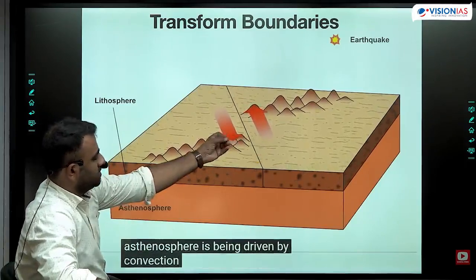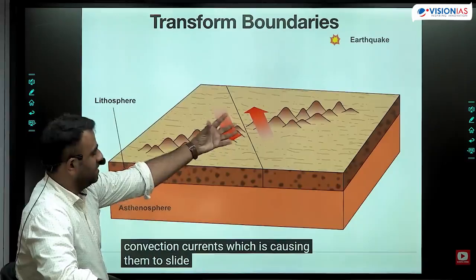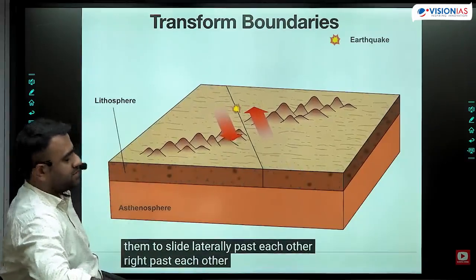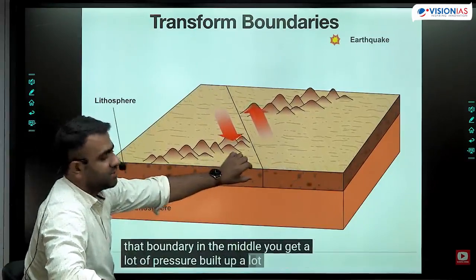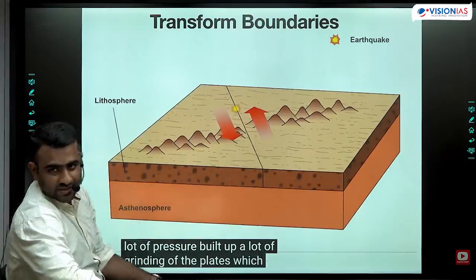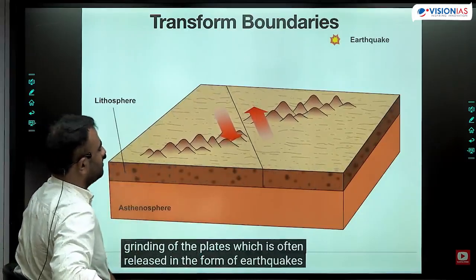is being driven by convection currents, which is causing them to slide laterally past each other. That is earthquakes. And so right along that boundary in the middle, you get a lot of shallow earthquakes. All of this is pressure built up, grinding right? The plates are limited to a lot of surface area only, which is often released in the form of earthquakes.